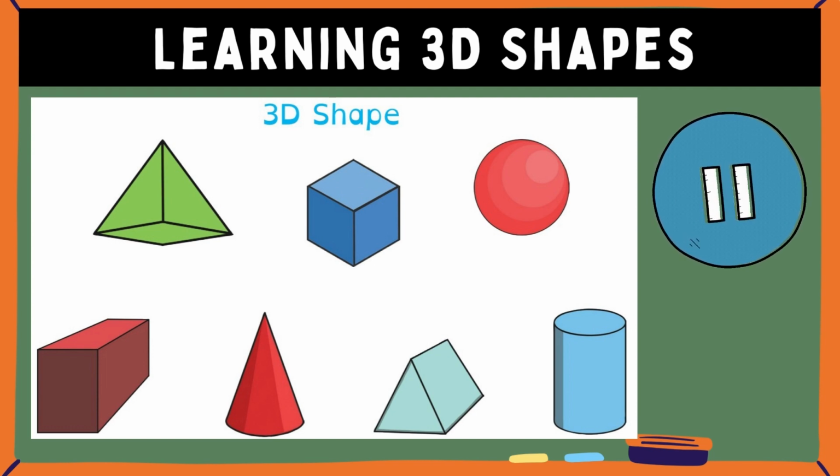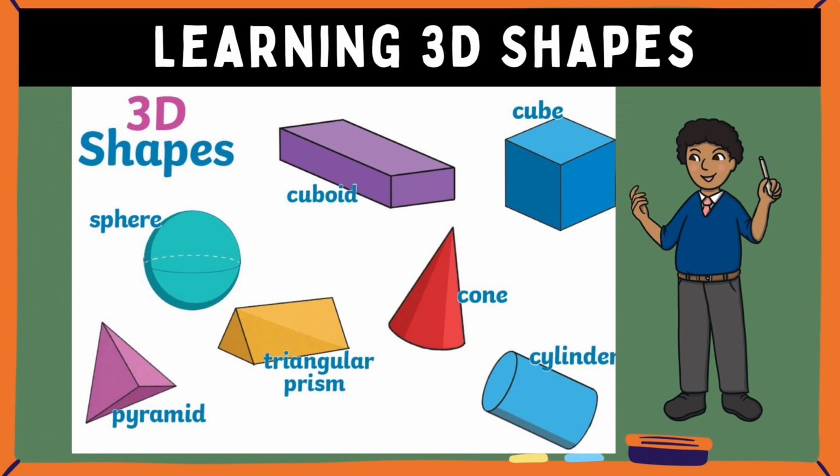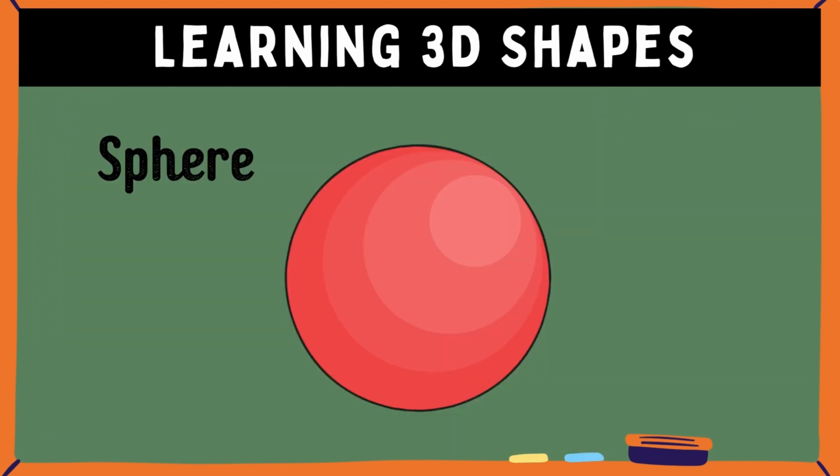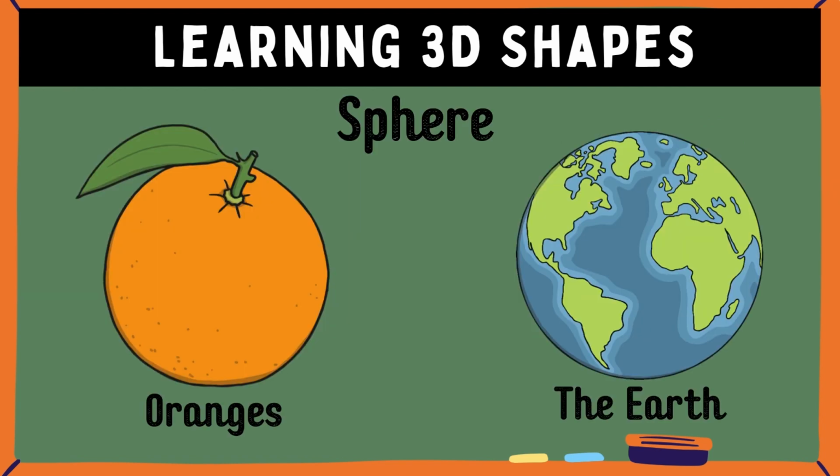Great job! Wow! Look at all these 3D shapes. Let's take a look at each in more detail. Did you know that there are 3D shapes all around us? The first shape is called a sphere. Can you say sphere? Oranges are spheres. Even the earth is a sphere. Can you think of an object that is a sphere?